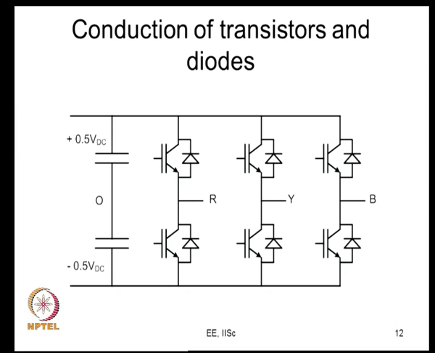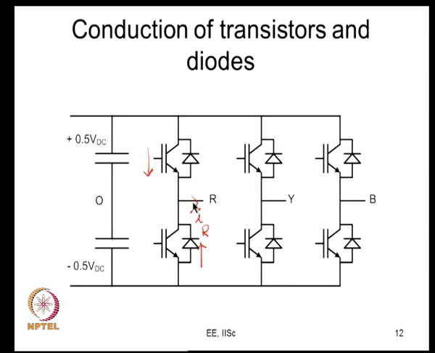Let us just look at it now. So, this is what I have for you here. This is the same voltage source inverter. Let us say the load current IR is flowing in this direction. So, how will it flow through? It will flow through this transistor, or it will flow through this diode. So, when your current is in this direction, only either the top transistor or the bottom diode will conduct.